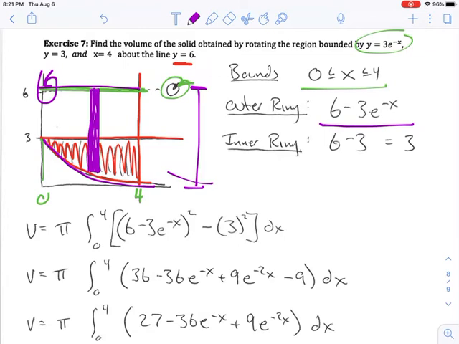Now, we need to find this distance right here from the inner ring. The inner ring is going to be the distance. Let's kind of get rid of some of this stuff.